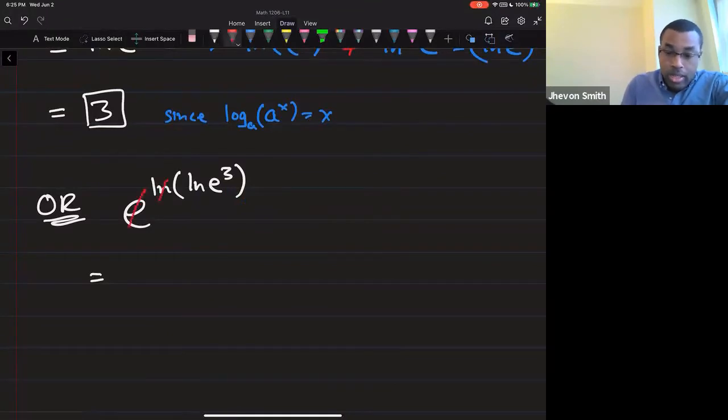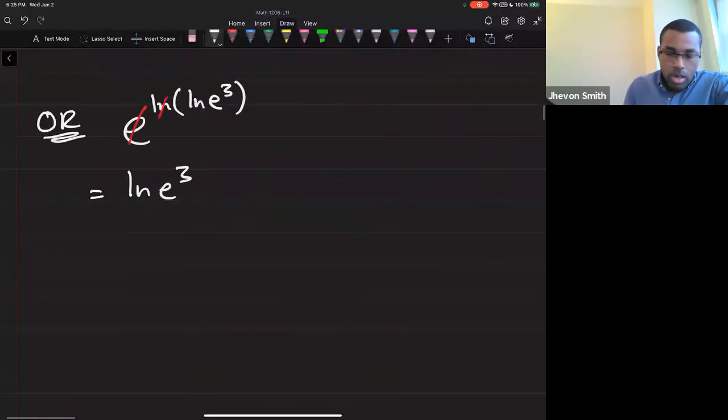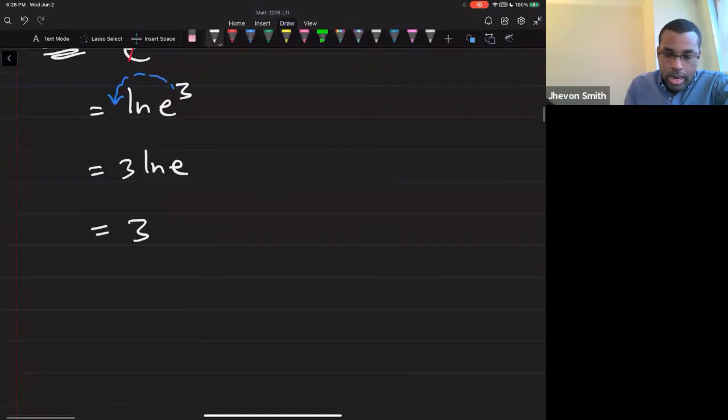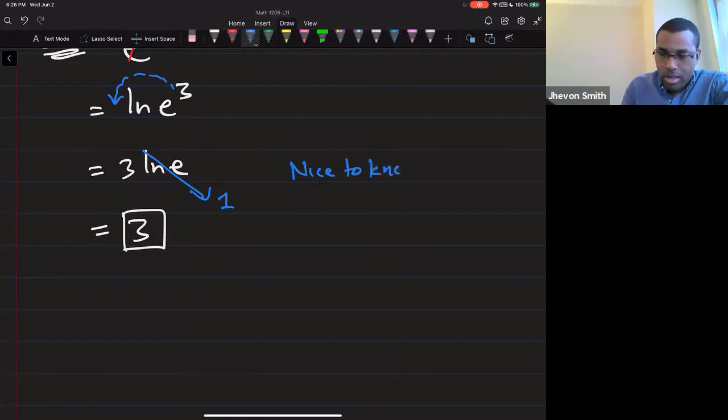We could have started out very similarly. Get ln of e cubed. Then you could apply the rule where you just move that down. And then you get 3 because ln of e is 1, which is a nice to know fact. ln of e is 1.